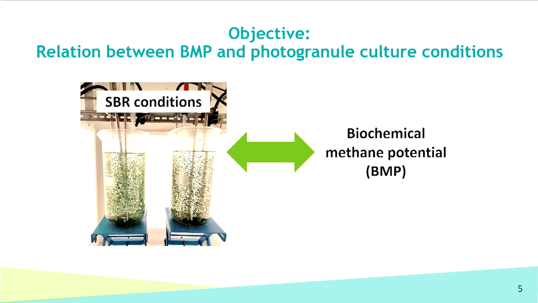In order to obtain the maximum advantage of this granular biomass, we wondered what culture conditions in a sequencing batch reactor would be the best. So our objective is to identify those reactor parameters that may influence most the BMP of the granules. This is the biochemical methane potential, which is an indicator of biodegradability. That means that the more biodegradable the biomass is, the more methane we can obtain from the fermentation of this biomass.